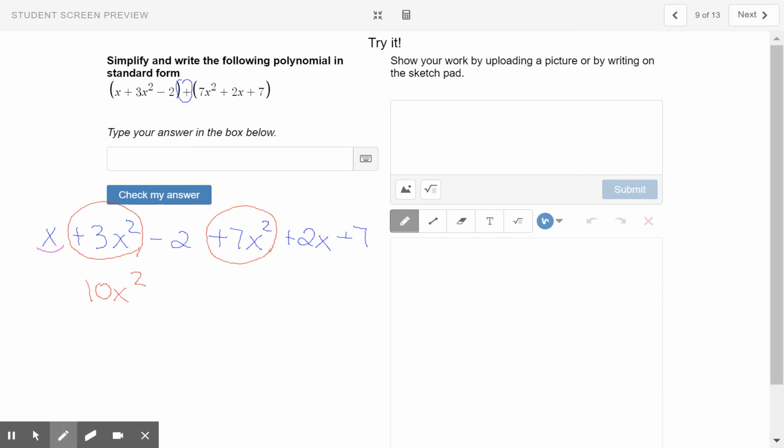Now we have just x's, because it's really just x to the first power. And we have this 2x. So there's really a 1 here. So 1 plus 2 is 3. And then don't forget to drop down the x, because it's really 1x plus 3 x's. And then we have the constants. Negative 2 plus 7. Negative 2 plus 7 is a positive 5.